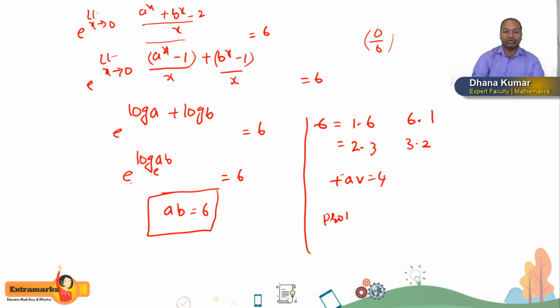Probability answer is equal to 4 by 36. So 4 ones are 4, 4 nines are 36. So 1 by 9 is the answer.